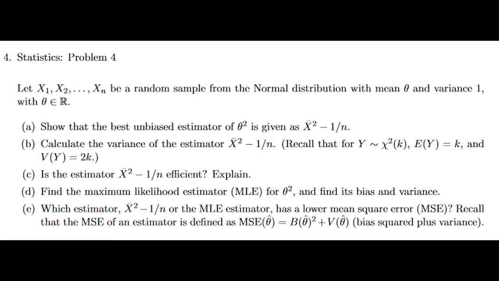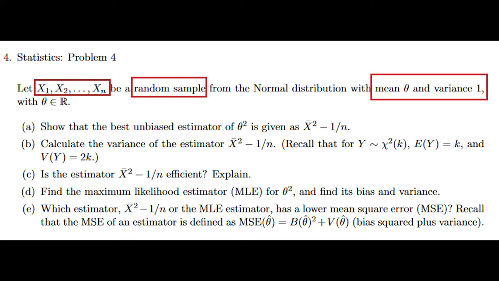So in problem 4 from August 2018, we have a random sample x1, x2 out through xn. They are IID, normal, with mean theta and variance 1. And so we're using a slightly different notation. We're not using our mu, but that's okay. We can deal with this.